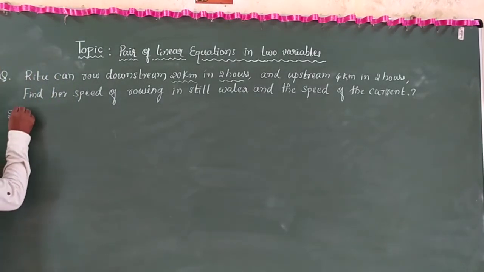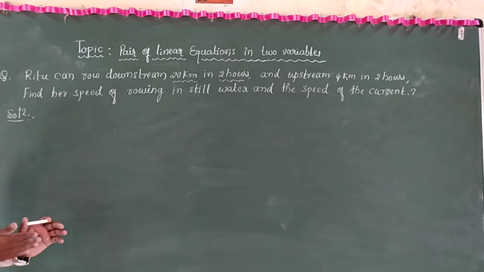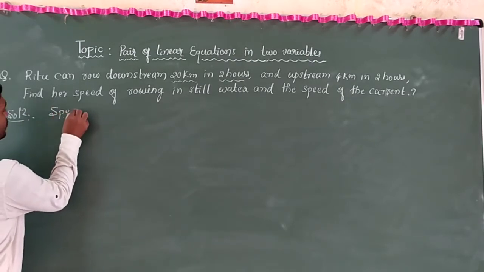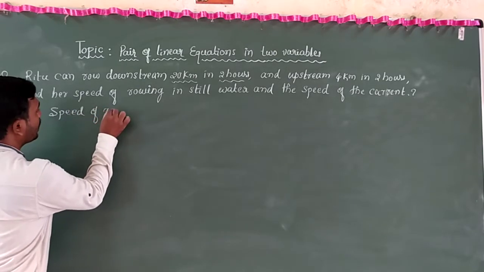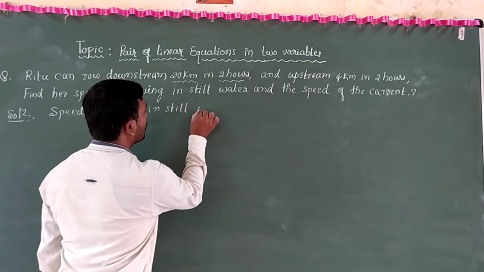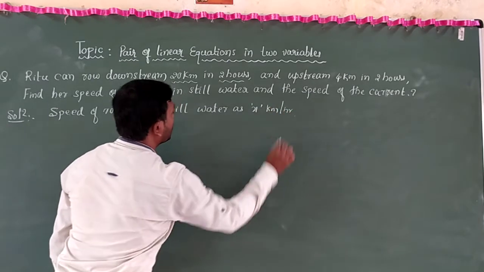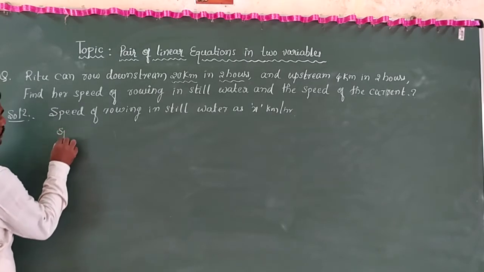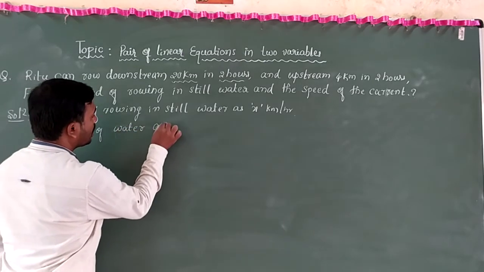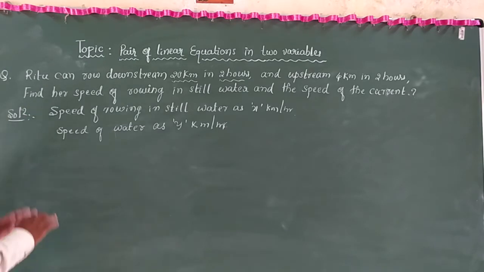Solution here, children. Before going to find the solution, we have to take the speed of rowing in still water as x kilometer per hour, and let us take the speed of water as y kilometer per hour. Here there are two cases, children.